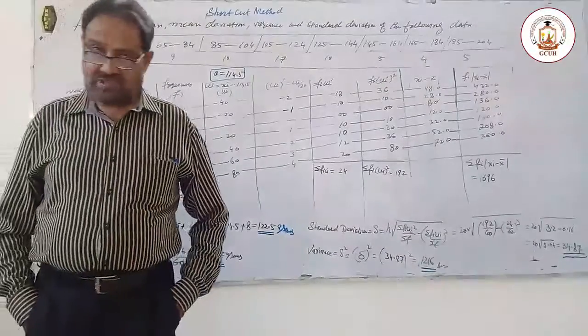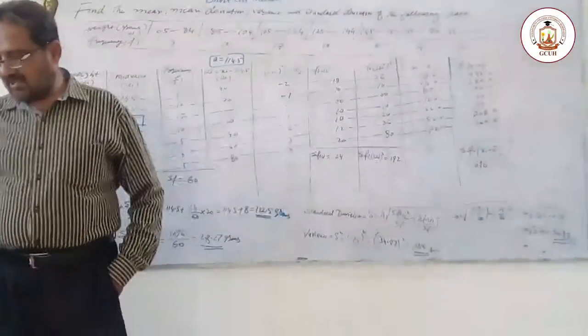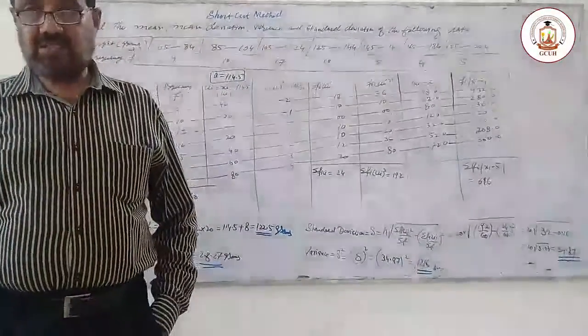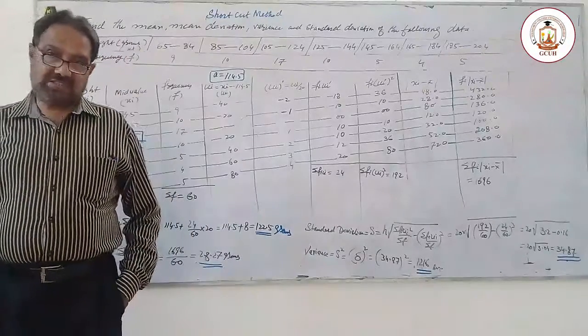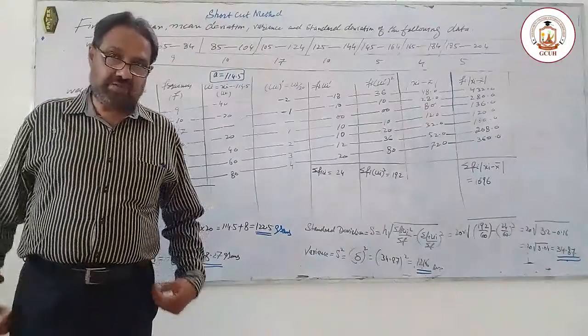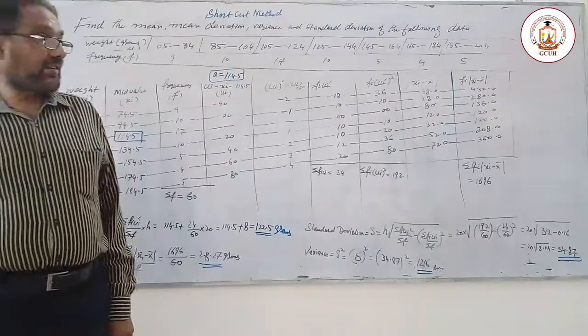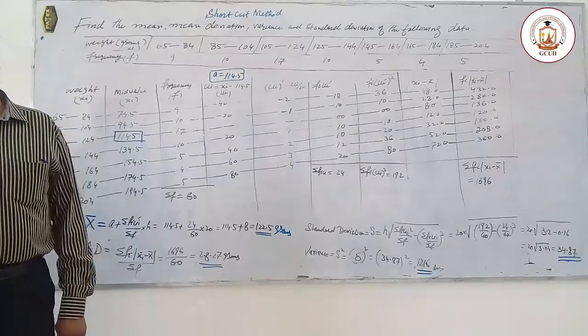Dear students of BS Part 1, first semester, major subject Mathematics, code RD 3161, subject is Statistics and Probability, Chapter number 4, and the topic is calculation of mean deviation, variance and standard deviation.